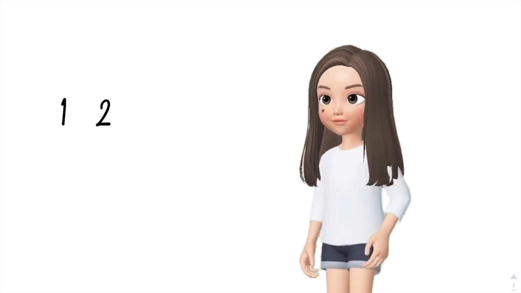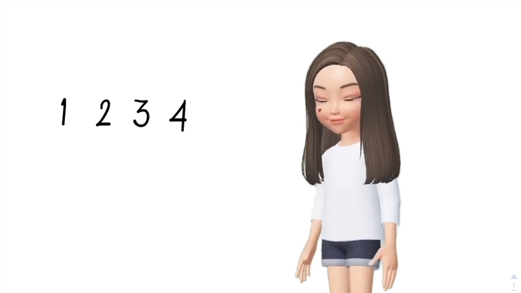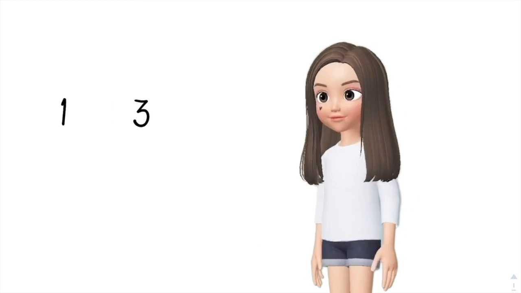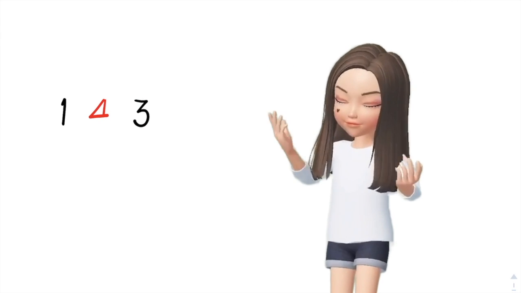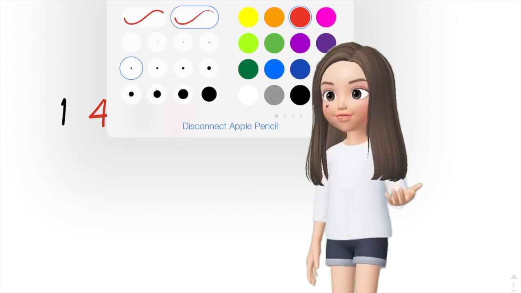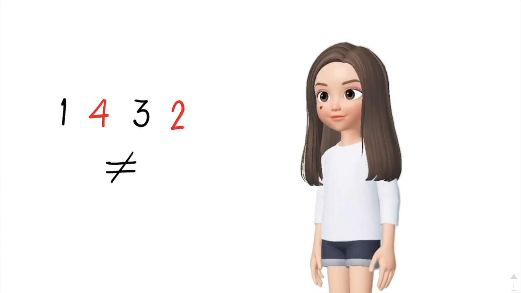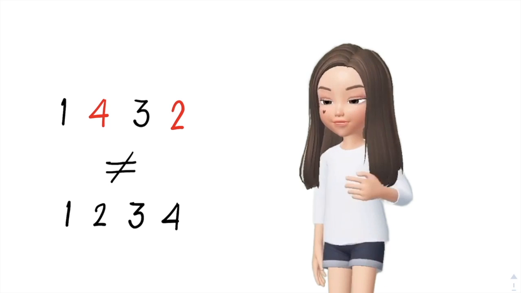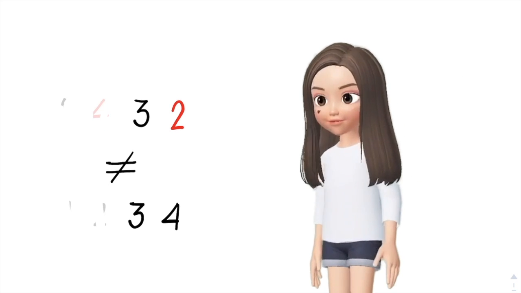Now, imagine that you have a 4-digit code 1, 2, 3, and 4. If we change the order of the digits to 2, 1, 4, 3, we end up with a different code, as the order of the digits does matter. 1, 2, 3, and 4 is a permutation of 4 digits.